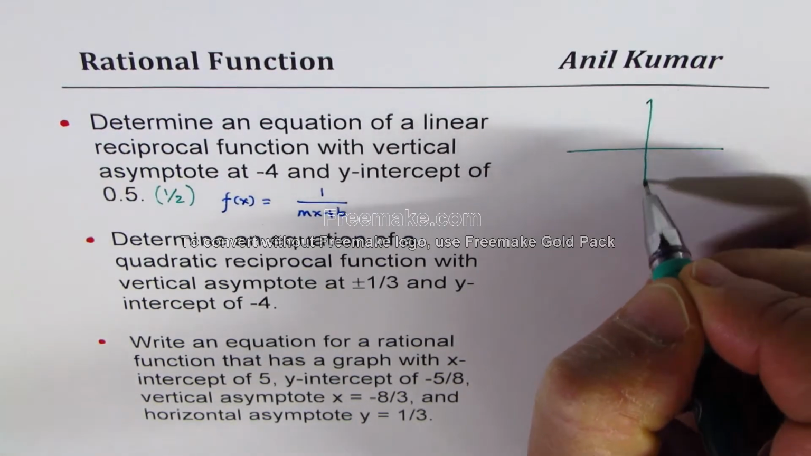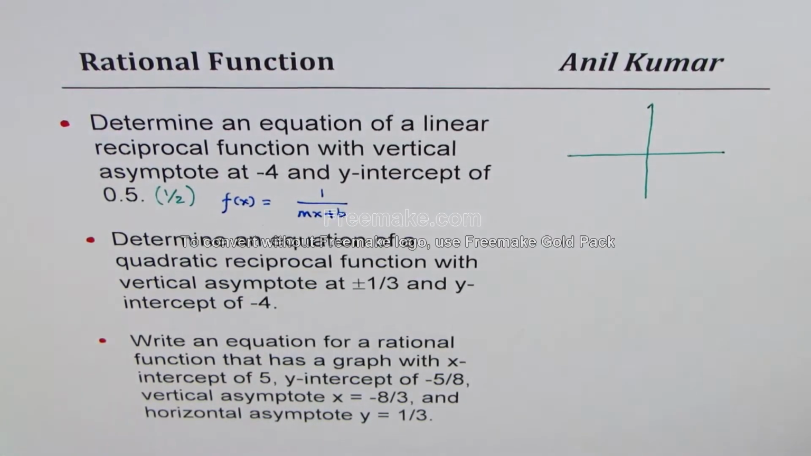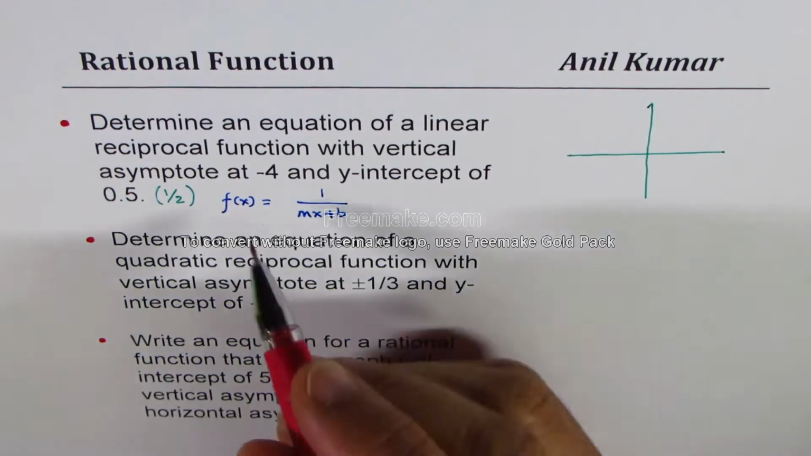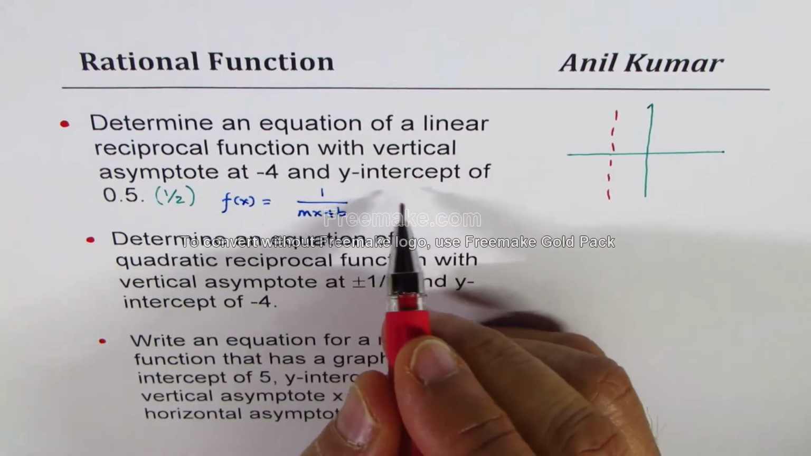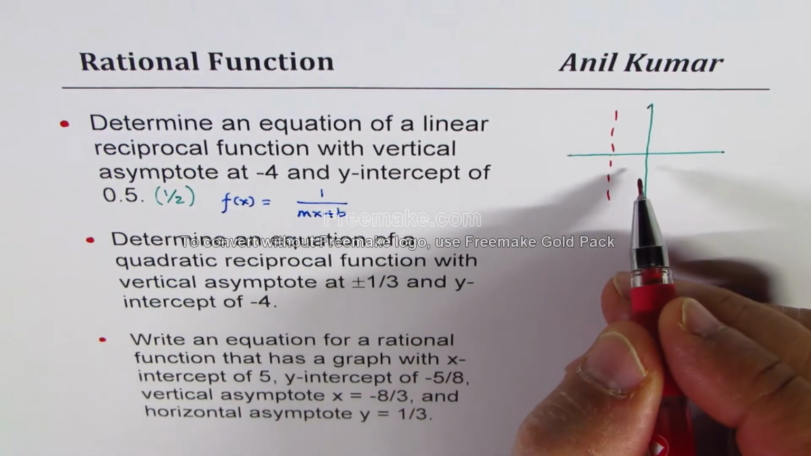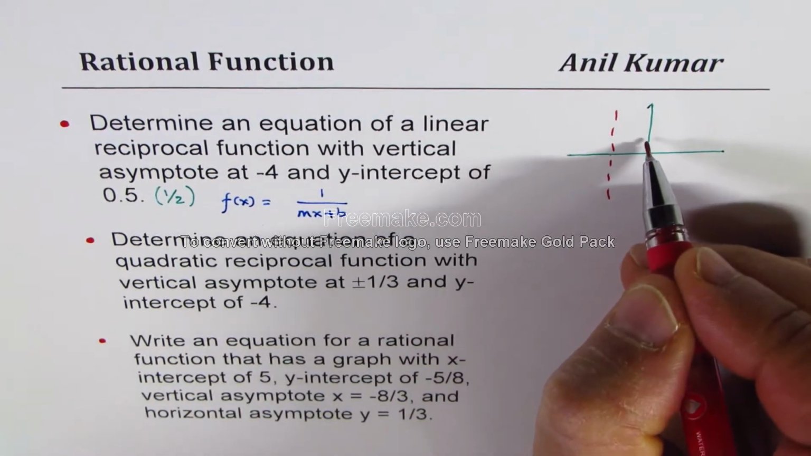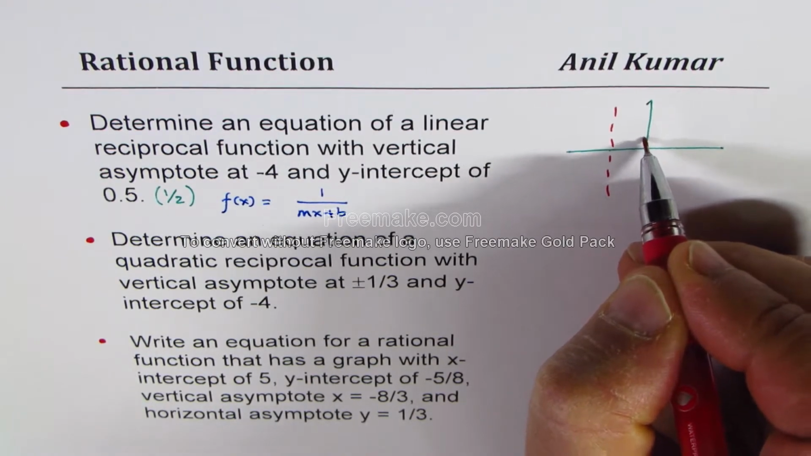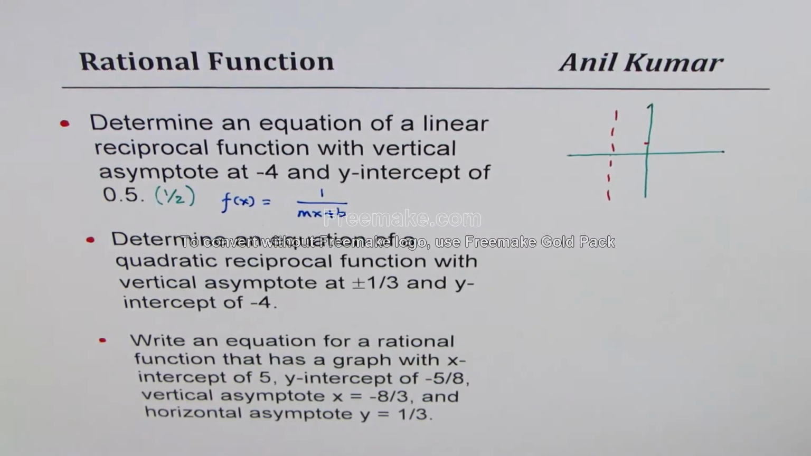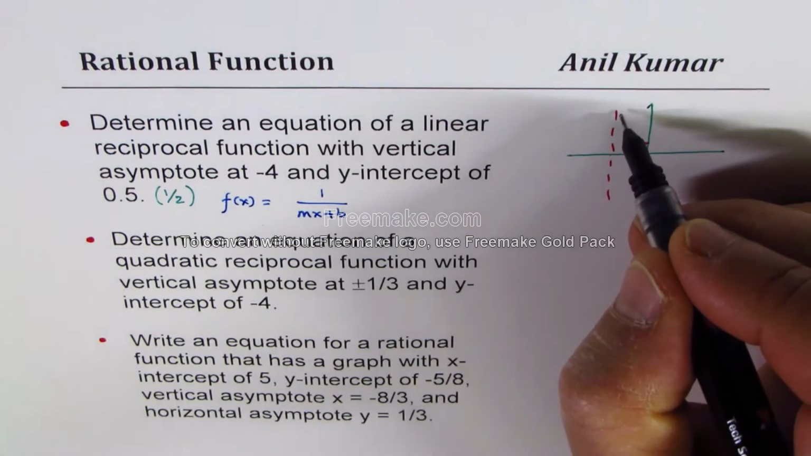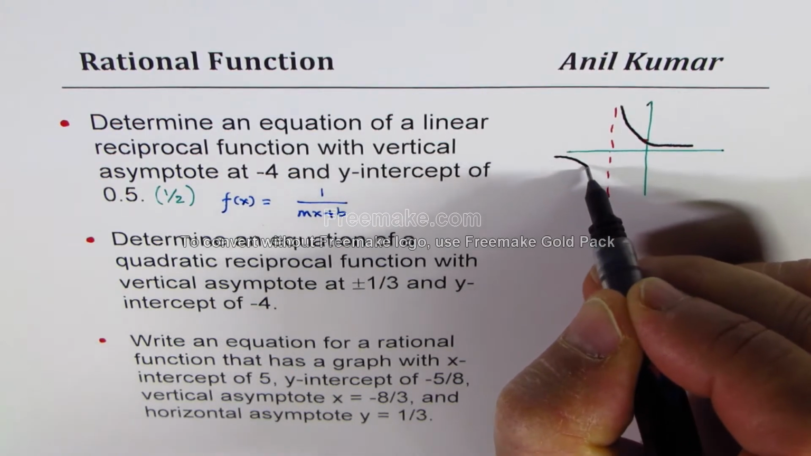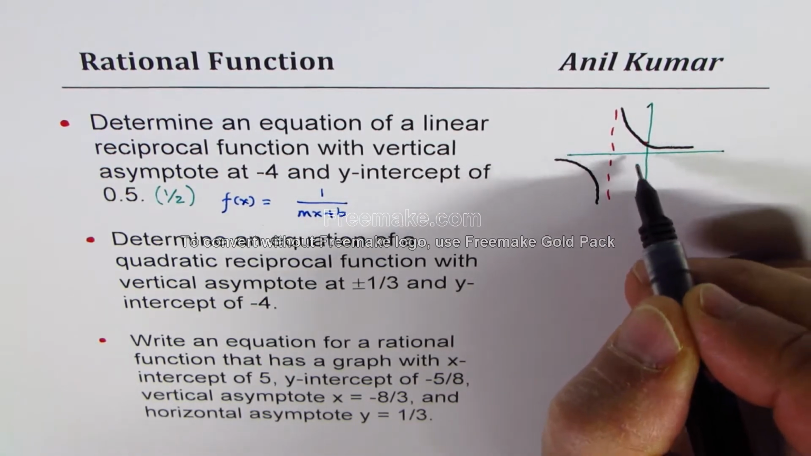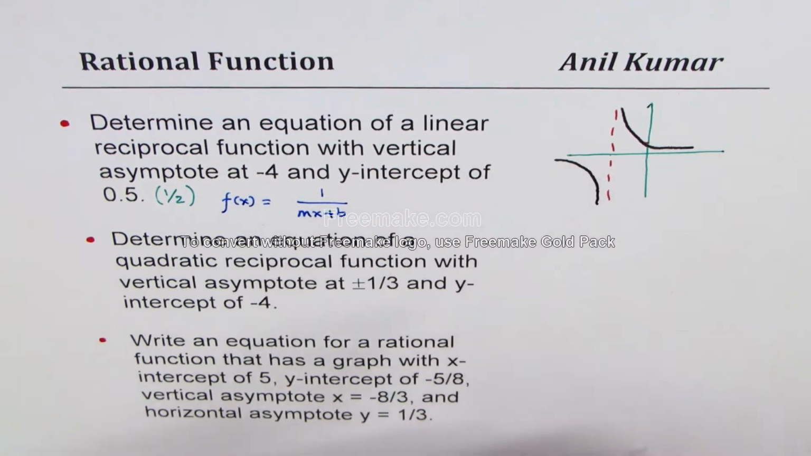So let's say that's the coordinate axis, and we have vertical asymptote at -4. That means -4 is kind of like this on this side, okay, and y-intercept of half, which is positive, so positive will be somewhere here, right? So y-intercept of half is somewhere here. Now if I connect these points, I could actually sketch a graph which could be kind of like this, right? Taking care of the y-intercept and the asymptote.